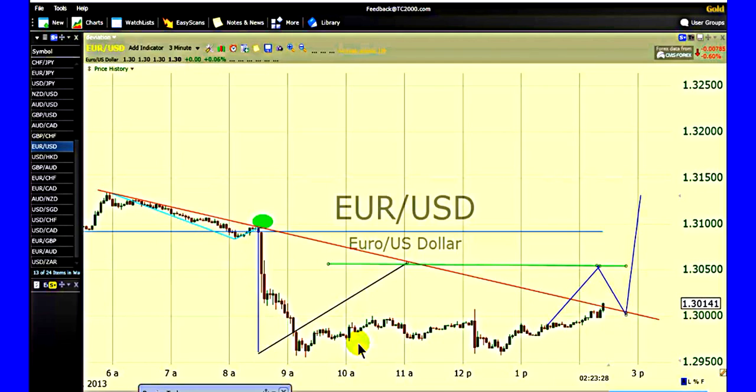Overbought on 1 minute, sell. Overbought on a 2 minute, sell. Overbought on a 3 minute, sell. And if we all trade that way, the price will not go anywhere at all. It's just madness.